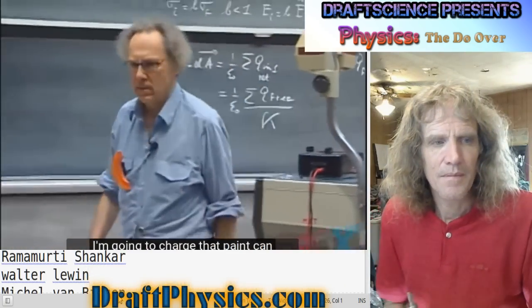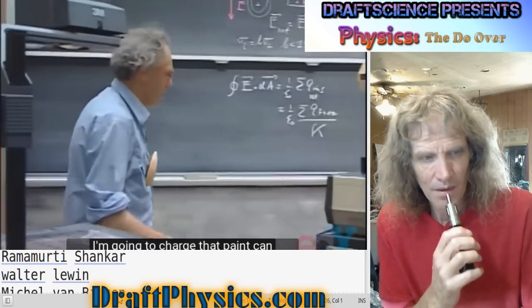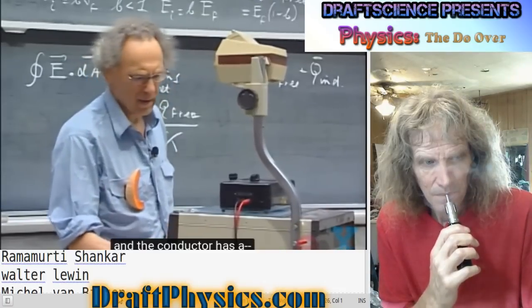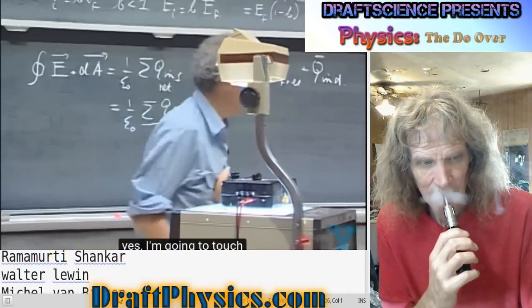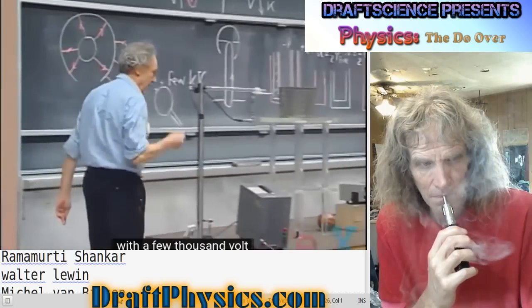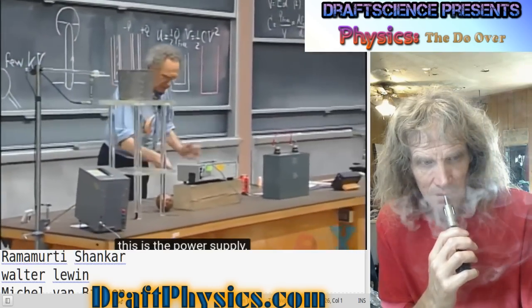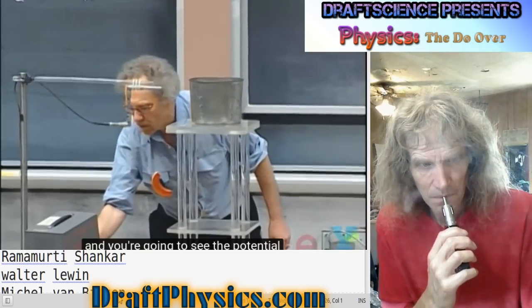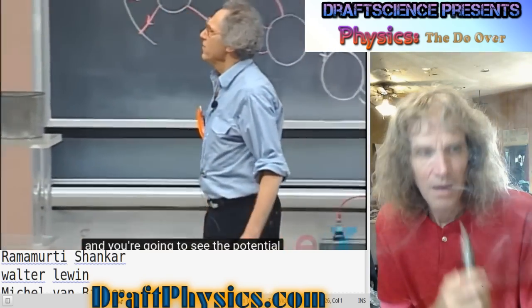I'm going to charge that paint can. I'm going to try by touching it repeatedly with a conductor, and I'm going to touch the conductor with a few thousand volt power supply every time. This is the power supply. Turning it on now, and you're going to see the potential of the Van de Graaff there.